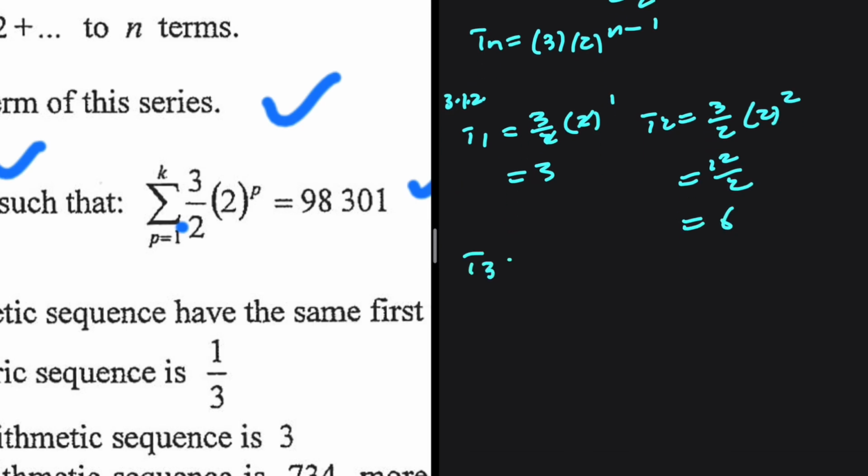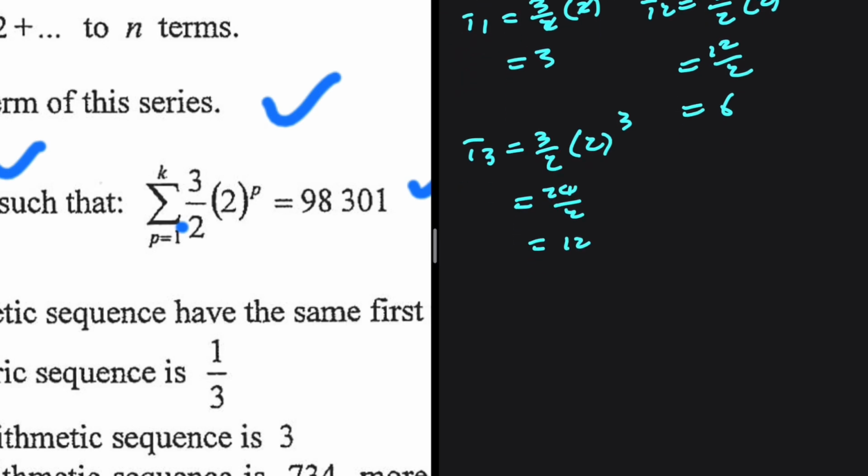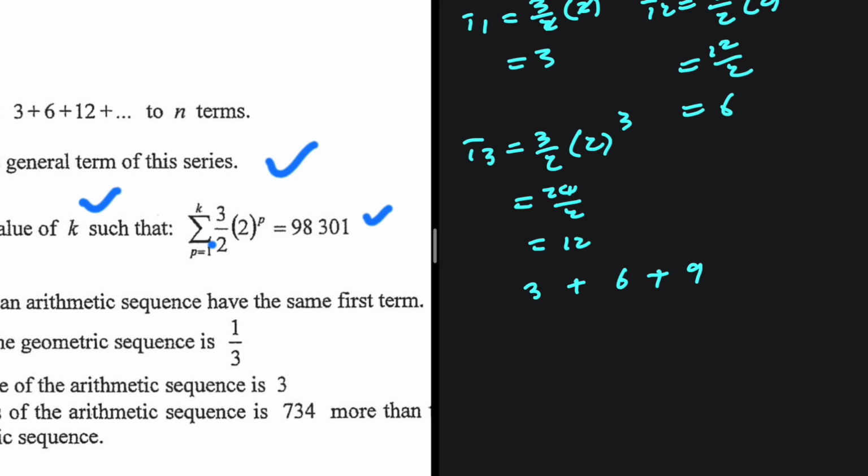And then T3 is equal to 3 times 2 to the power 3. 2 to the power 3 is 8, so we have 8 multiplied by 3, 8, 16, 24. So we have 24 divided by 2, which is equal to 12. So it seems like we just have 3 plus 6 plus 12. We're supposed to find the value of k for which this sum is equal to 98,301. How can we possibly do that?